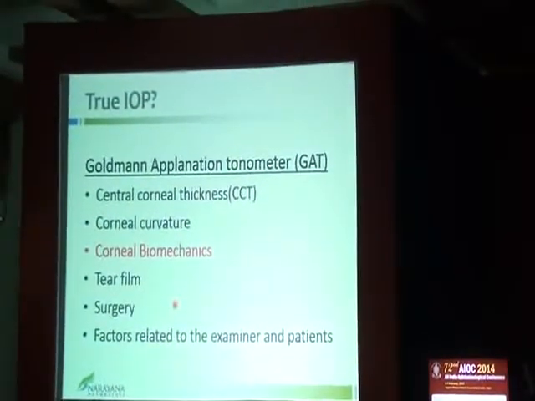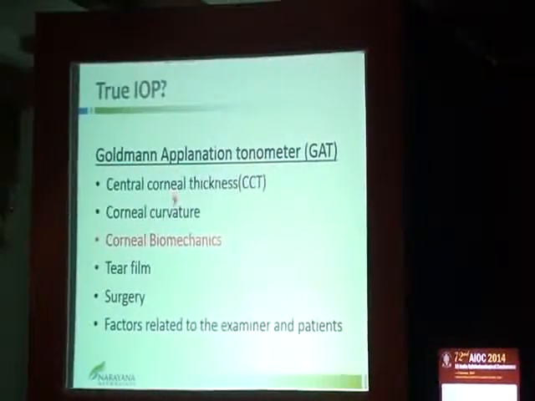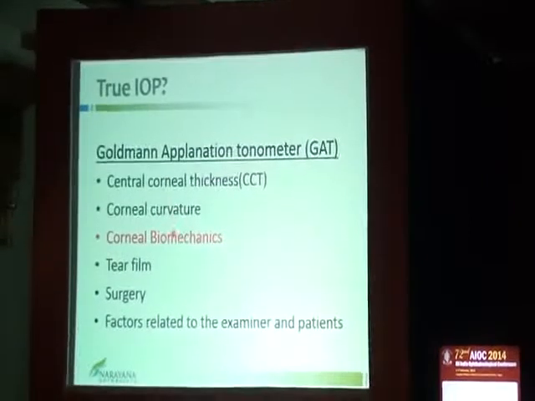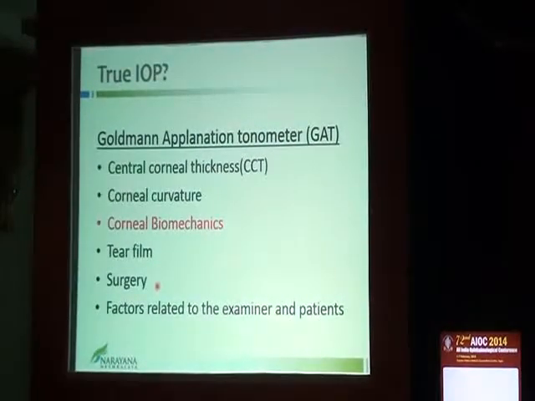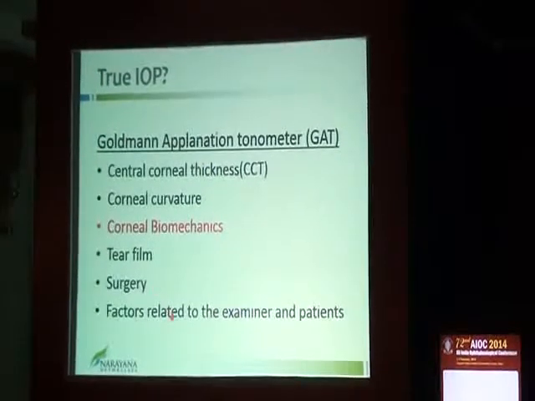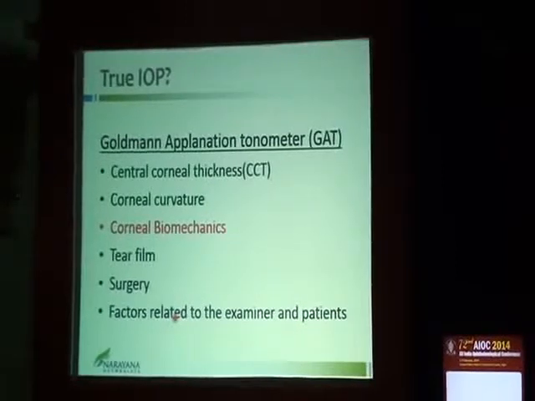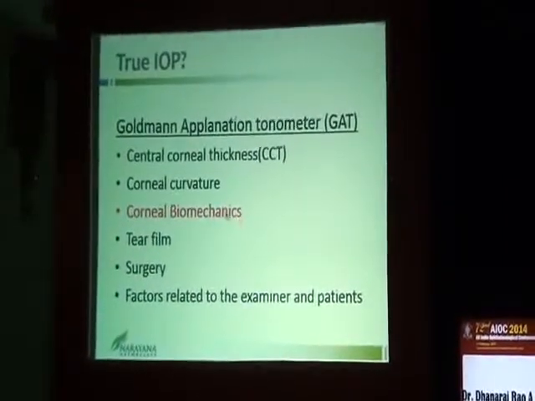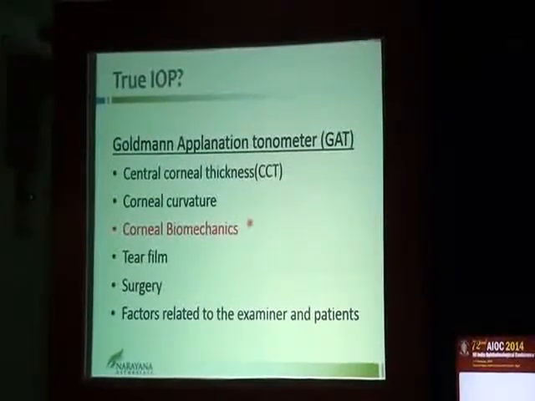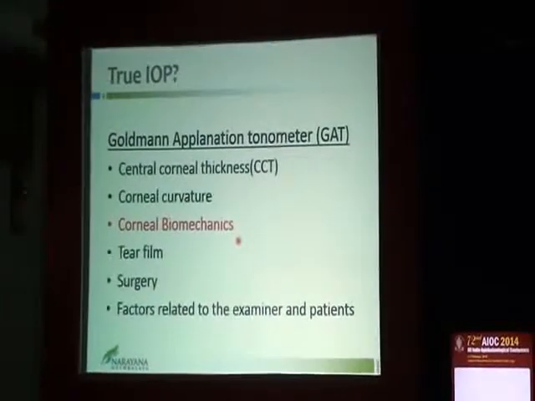The intraocular pressure measurement is affected by various factors, including the corneal thickness, the curvature of the cornea, the corneal biomechanics, tear film, previous surgery like refractive surgeries, and other factors which are related to the examiner as well as the patient. So I'll be mainly concentrating on the corneal biomechanics, though the CCT as well as the corneal curvature is also part of the corneal biomechanics.